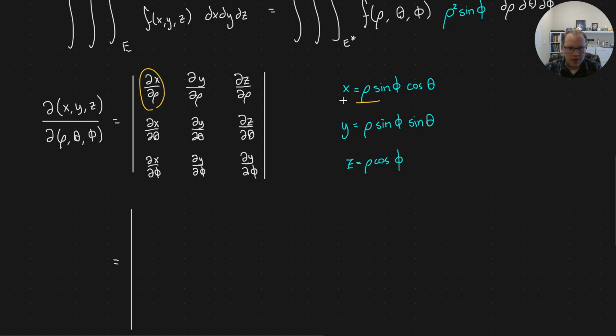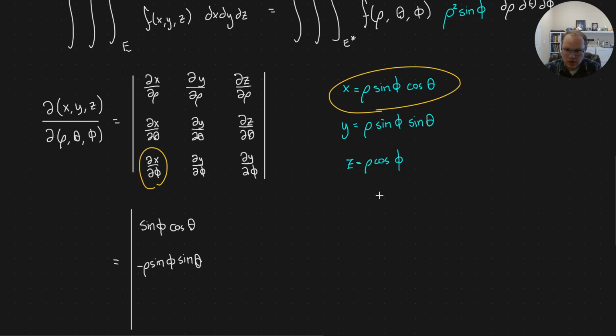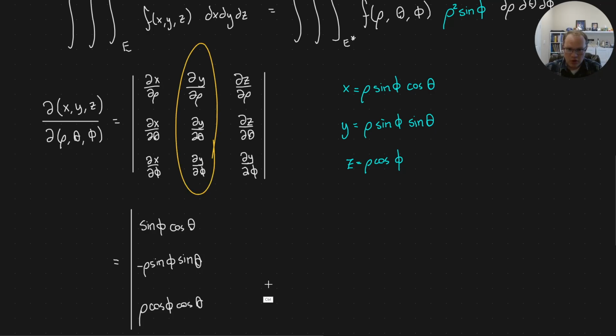Partial derivative of x with respect to rho would be sine phi cosine theta. Partial derivative of x with respect to theta would be negative rho sine phi sine theta. And finally, partial derivative of x with respect to phi would be rho cosine phi cosine theta. Okay, next column, partial derivatives with respect to y. I'll move a little bit faster here.